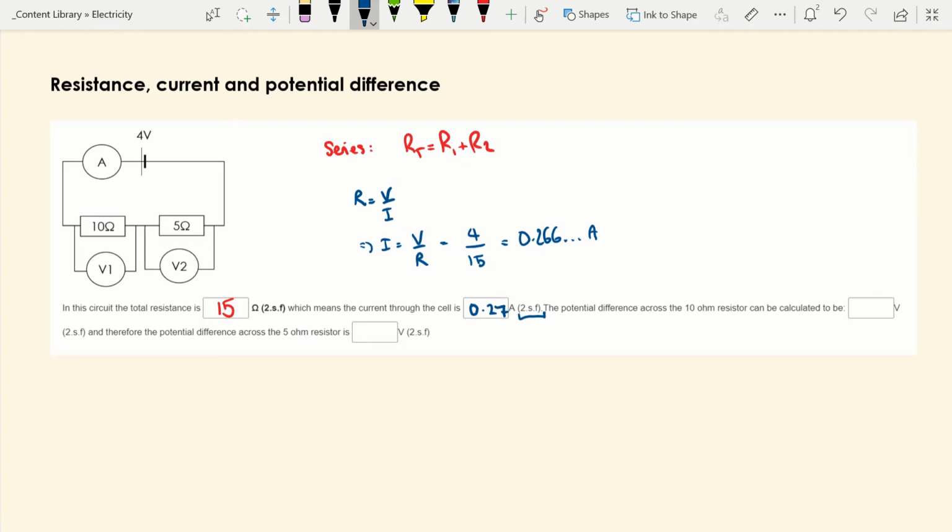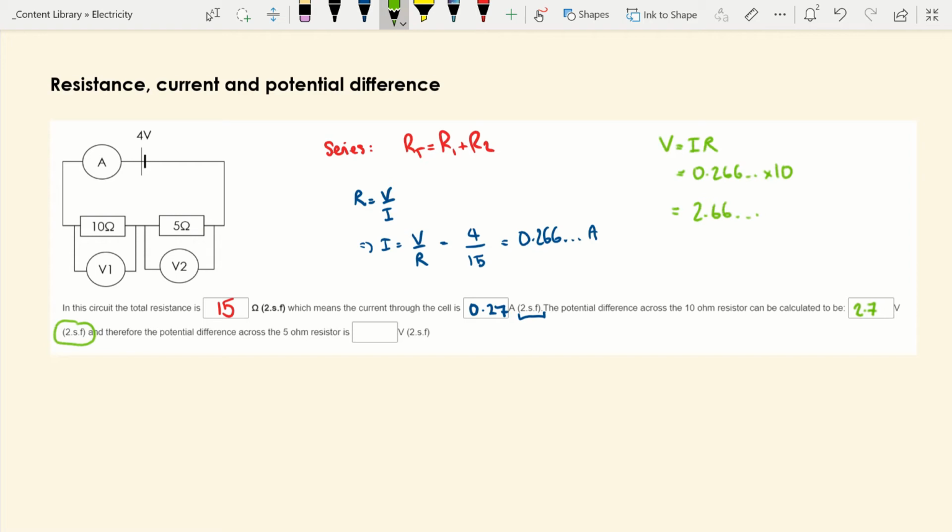So the potential difference across the 10 ohm resistor can be calculated using another rearrangement of that same equation we've been using, V equals IR. We know the current is 0.266 and so on, and the resistance is 10. If we do that calculation, we come out with 2.666 and so on. Again, we want our answer to two significant figures, so I'm just going to write 2.7 volts in there.